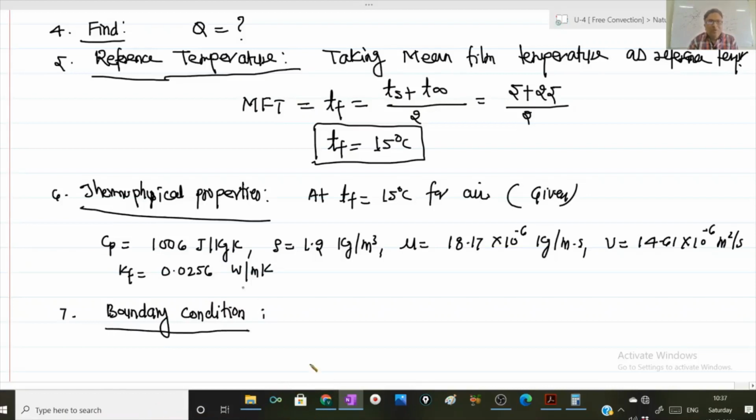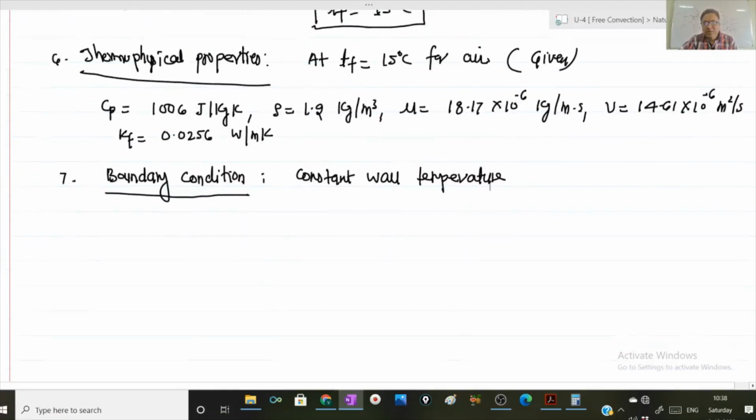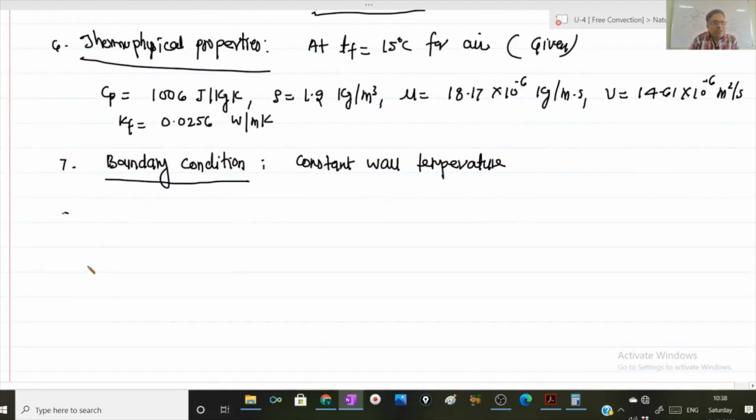So in this problem, duct surface temperature is given, so it is a constant wall temperature boundary condition. After this, step number 8 is to find out the nature of flow, or find out the value of Grashof and Prandtl number.